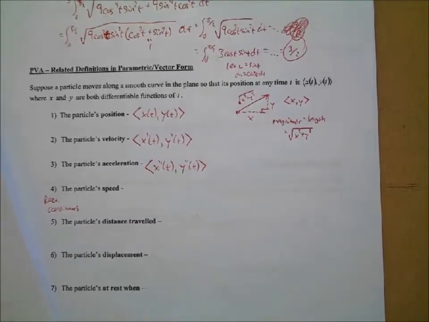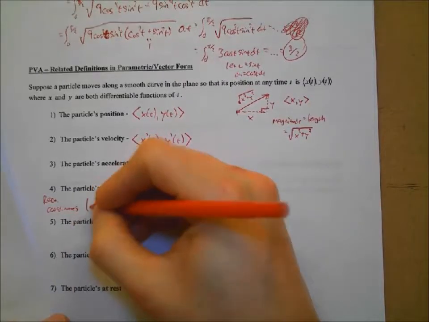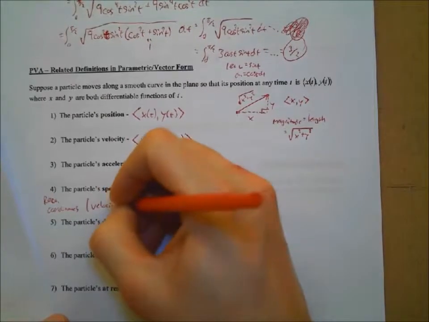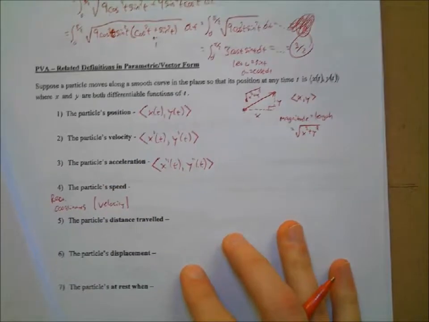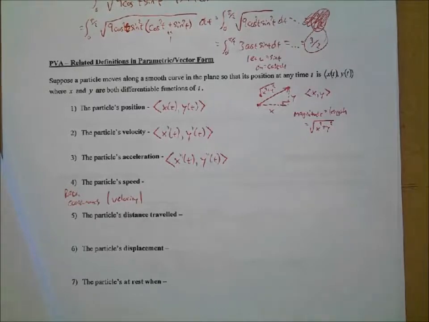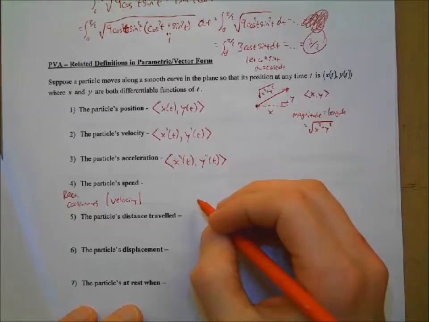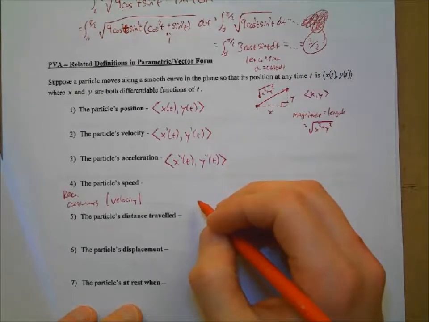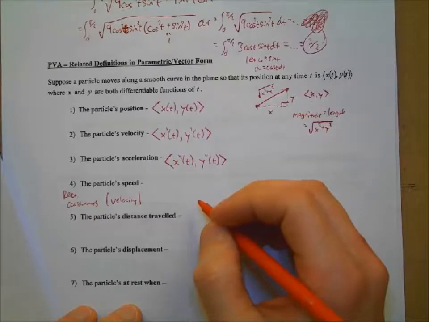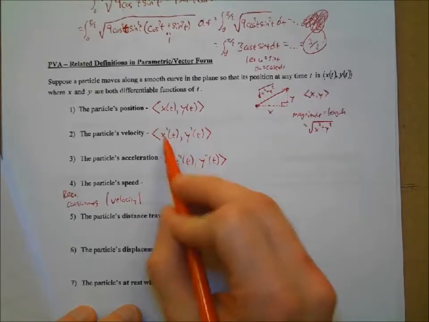The speed, what's that related to? The absolute value of velocity, exactly right. For our purposes, the speed is going to be the magnitude of our velocity vector. So there's our velocity right there.